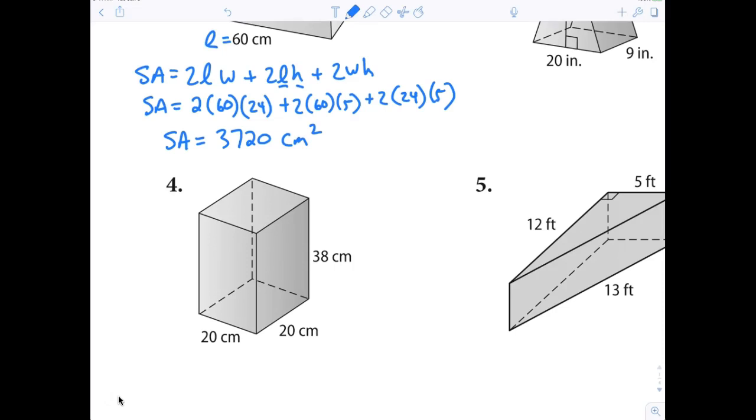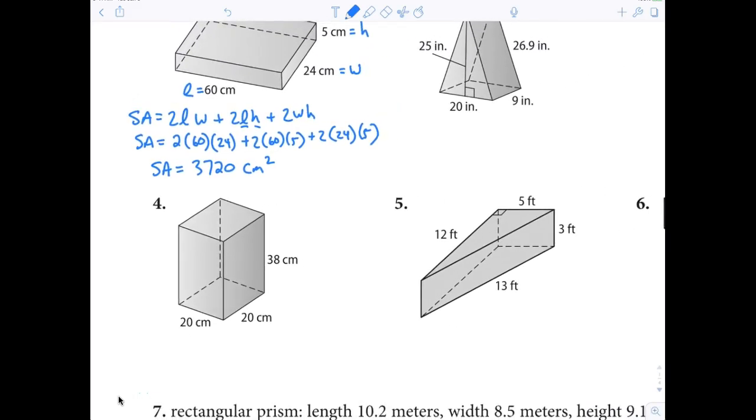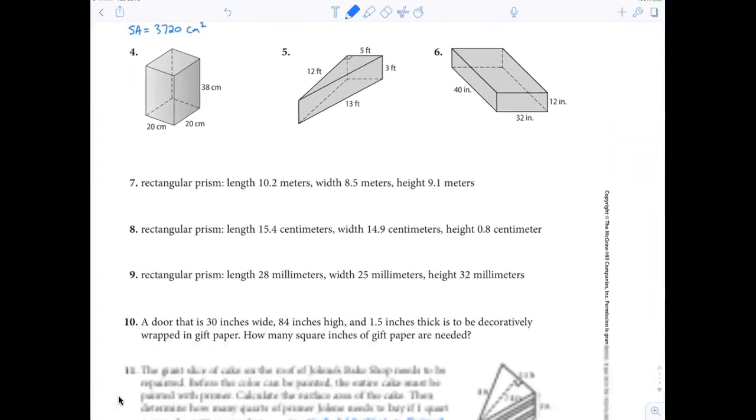Thomas, you with me? Joseph, you with me? Anybody have any issues with that? Does everybody agree that's kind of easy, right? I'm a little confused on the formula. How I got 2LW, 2LH, and 2WH? From this down here.